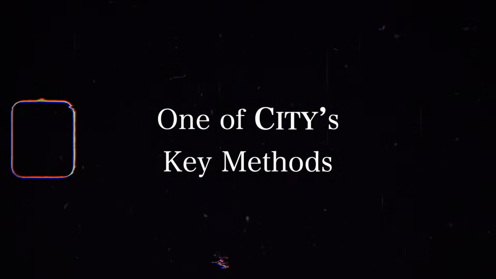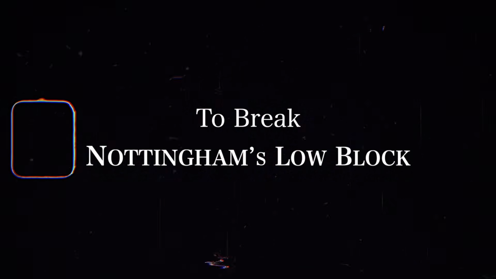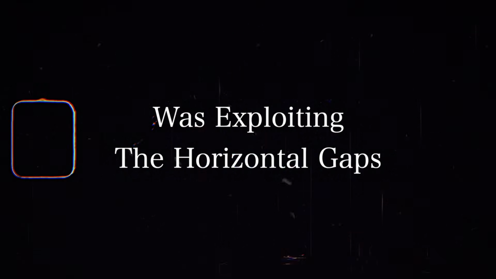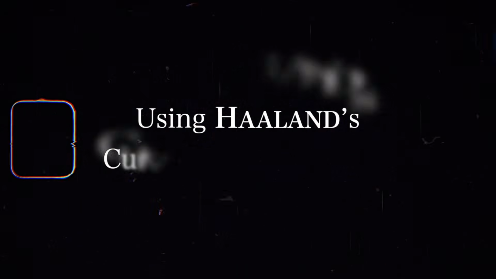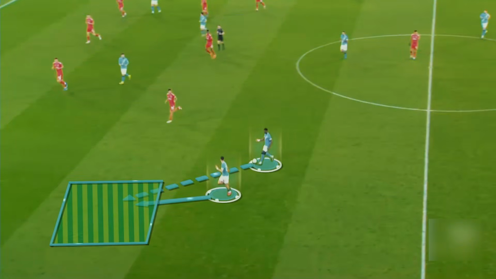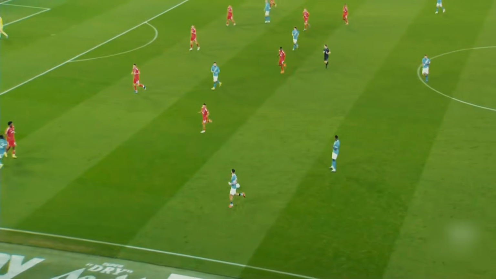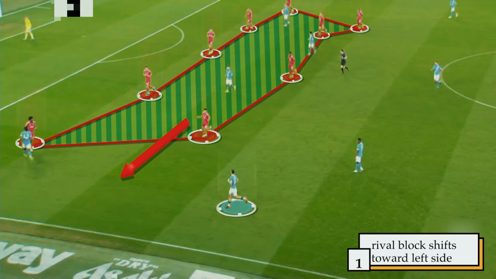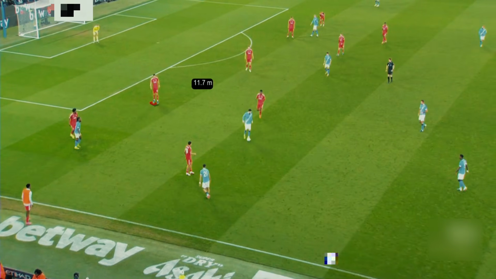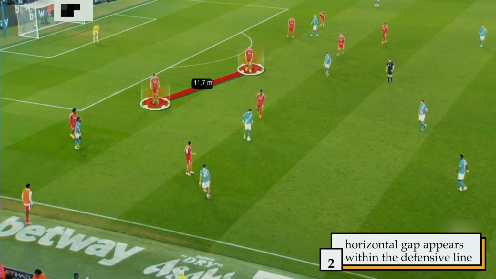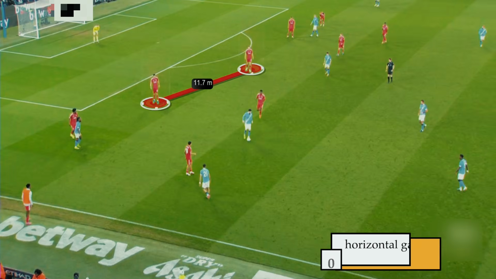One of City's key methods to break Nottingham's low block was exploiting the horizontal gaps created during the defensive shift, using Haaland's curved runs in behind. As City circulate the ball to the left, the opponent's low block shifts in that direction. At this moment, a horizontal gap appears within the defensive line. City immediately look to exploit it.